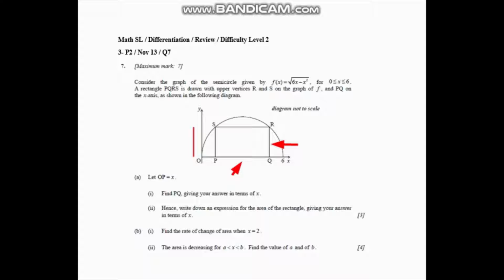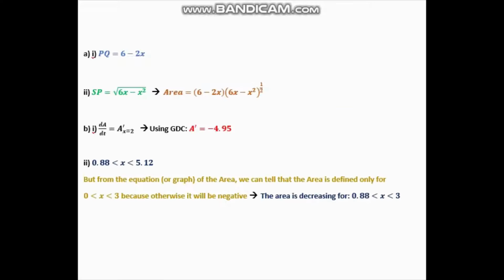This vertical distance is given by the value of y, and we know that the value of y at any point is given by this equation. Hence, the vertical distance shall always be root of 6x minus x squared. Hence, the area is given by 6 minus 2x, which is the length, multiplied by root of 6x minus x squared, which is the width.